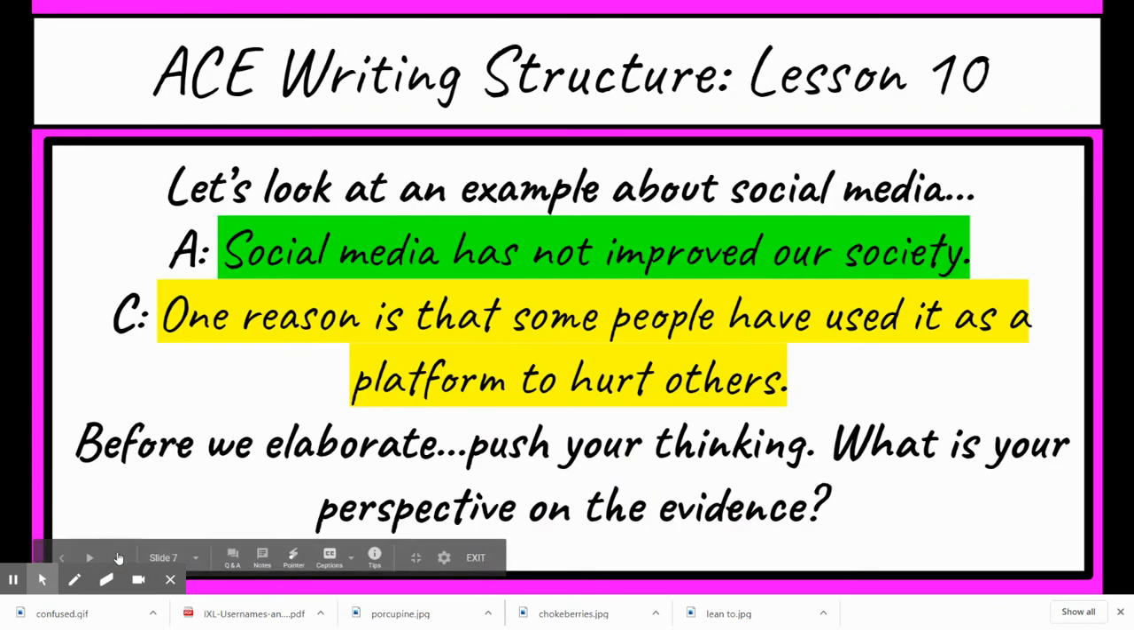So let's look at an example about social media. Someone asks, has social media improved our society?